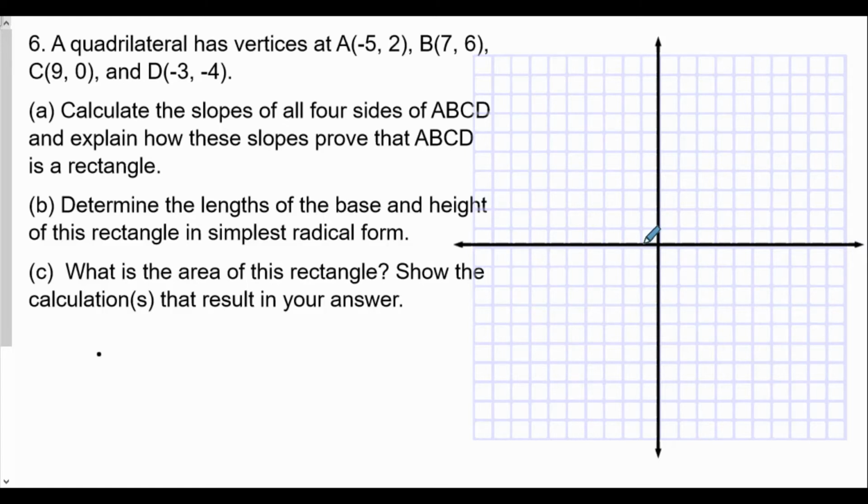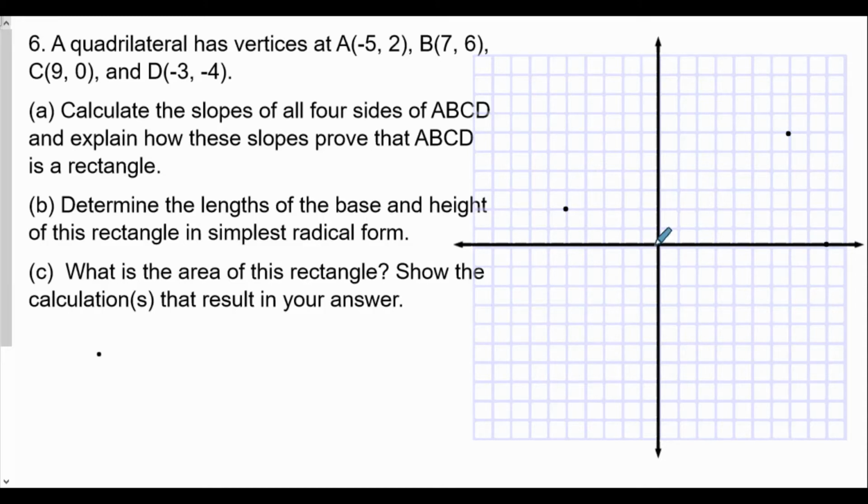So we'll plot that point. 1, 2, 3, 4, 5, -5, 2, up to. So this is point A. And then B at 7, 6. 1, 2, 3, 4, 5, 6, 7, 7, 6. So 1, 2, 3, 4, 5, 6. Okay, and so that's point B, 9, 0. So that's 7, 8, 9, 0.